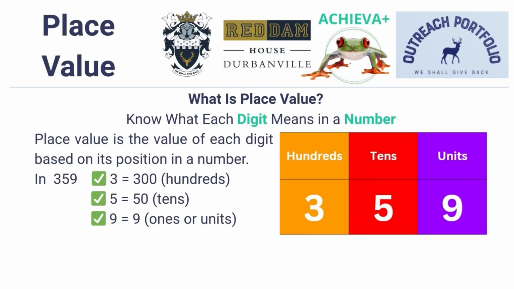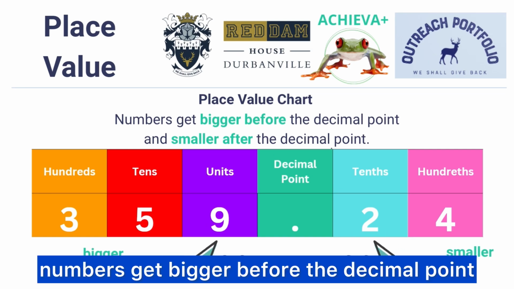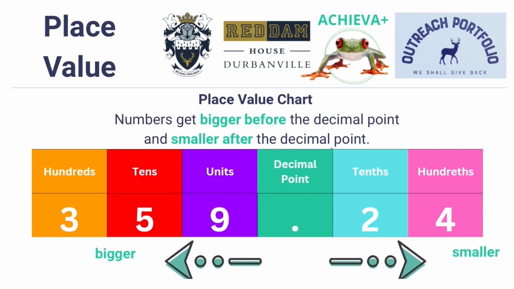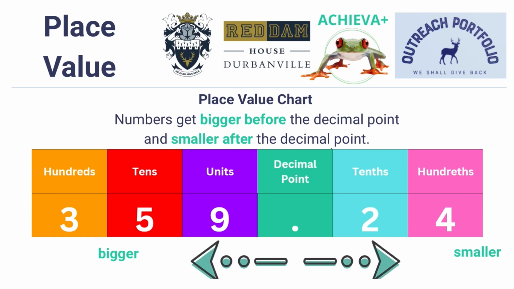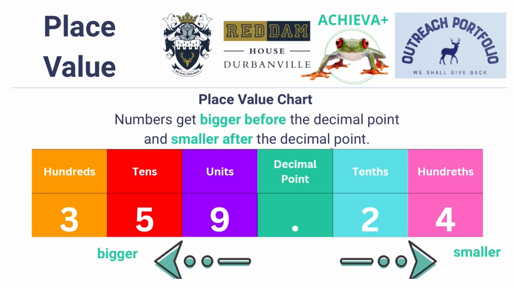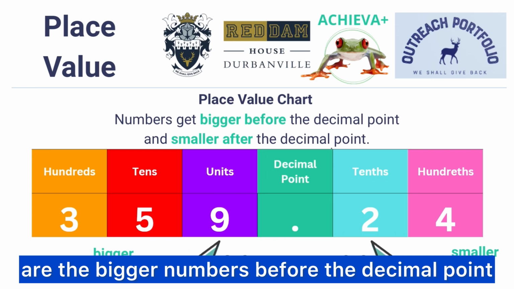359. In place value, numbers get bigger before the decimal point and smaller after the decimal point. So, for this number 359.24, 0.24 are the smaller numbers after the decimal point, and 359 are the bigger numbers before the decimal point.